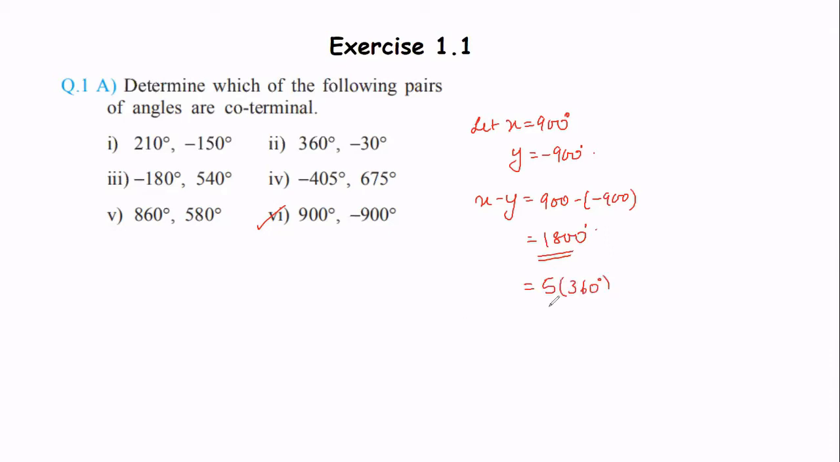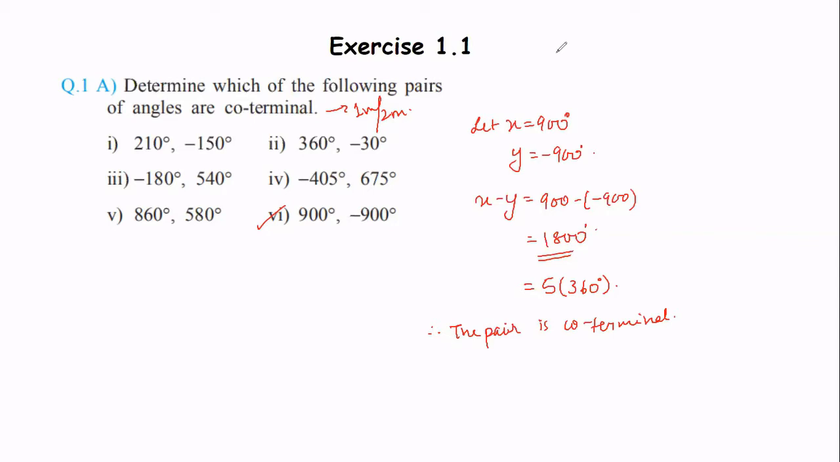And therefore, since the given pair of angles differ by a multiple of 360 degrees, the pair is coterminal. The pair is coterminal. Okay, fine. So if you want, you can also draw them, but it's not required. You can expect such questions for 1 mark or 2 marks in your board exam papers, semester exam papers. So these are the basic questions of question 1A.